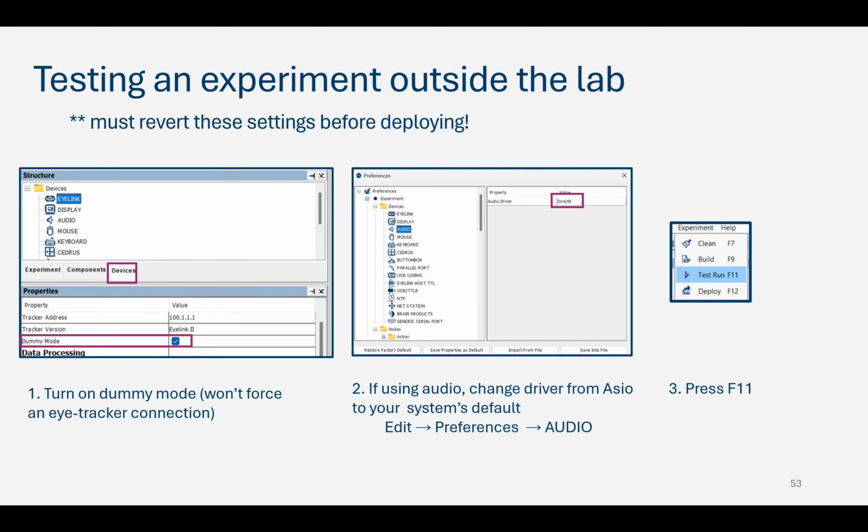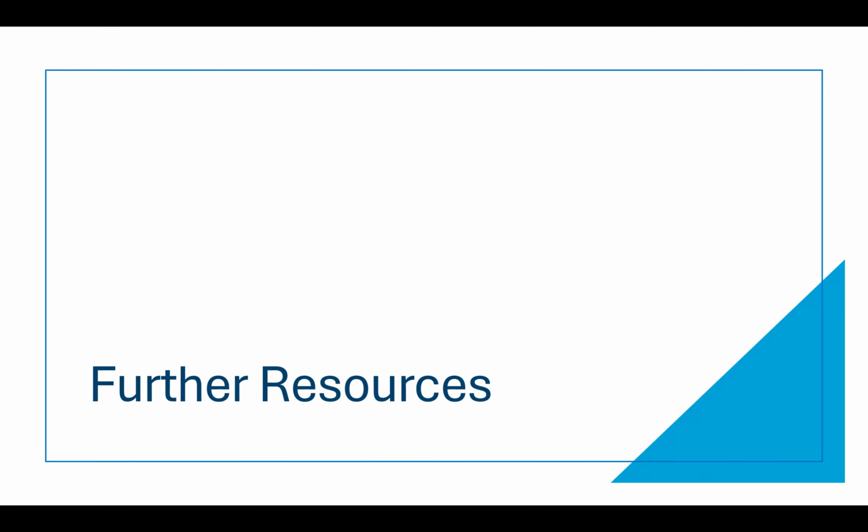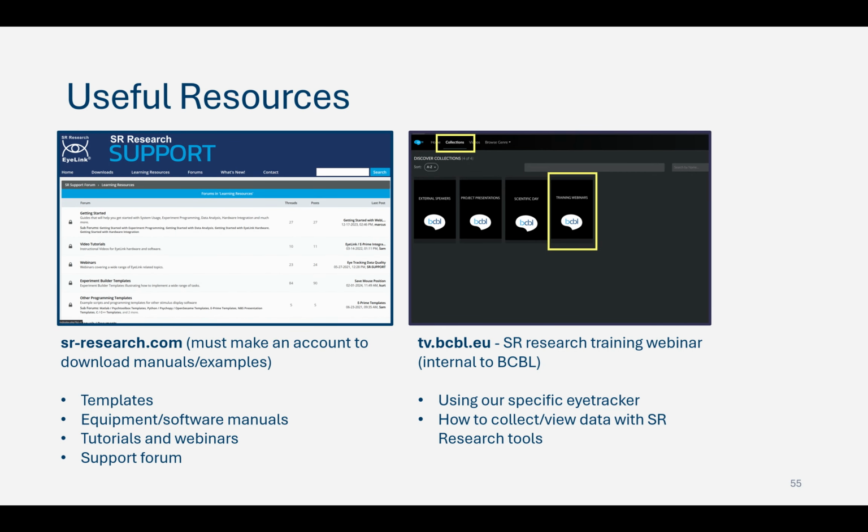You can test an experiment outside the lab. I put a slide here with the main settings you have to change. I'm not going to go into them now. And finally, I wanted to point you to some extra resources you can use. So the biggest one is the SR Research website itself. It is a locked forum, so you'll need to make an account, and you may need to email them to make sure they activate your account from experience. But this is where you'll find templates, manuals, tutorials, other webinars, and also obviously the support forum.